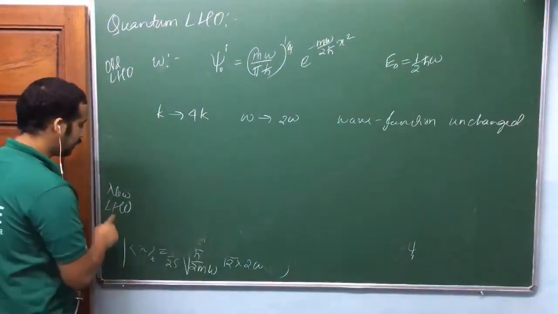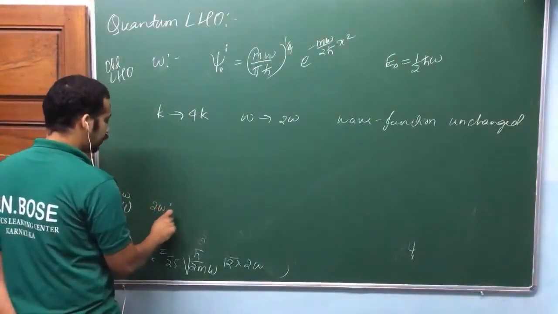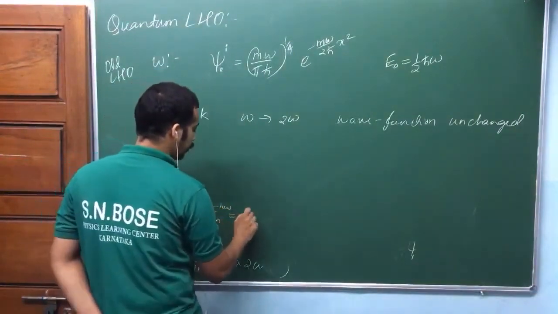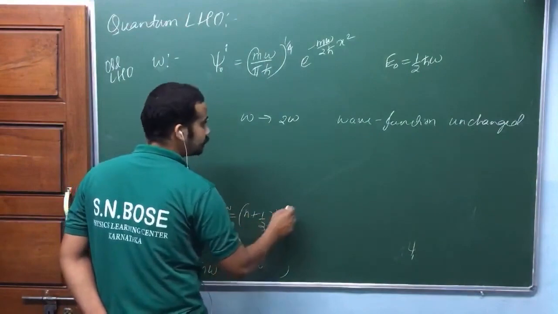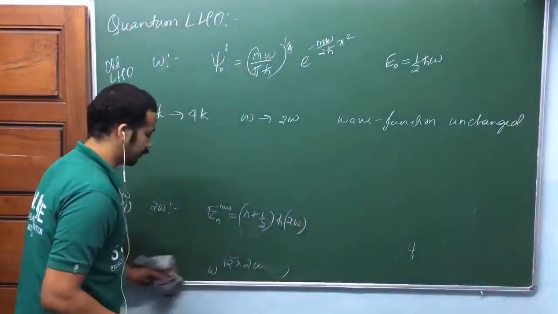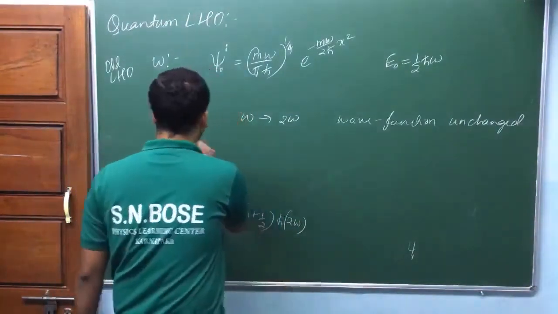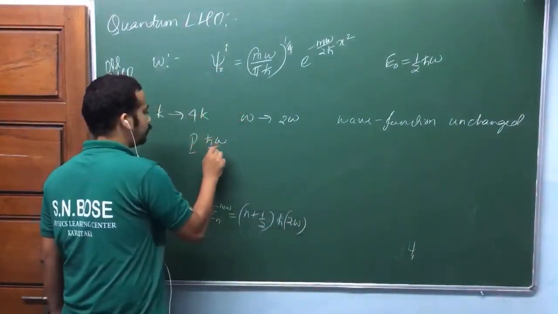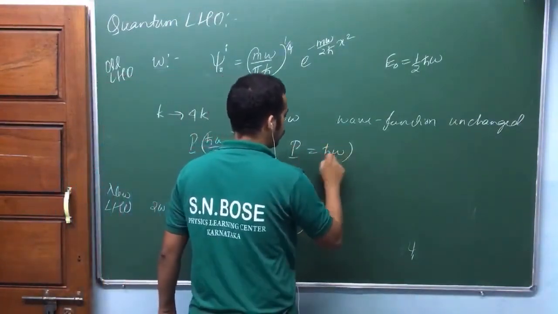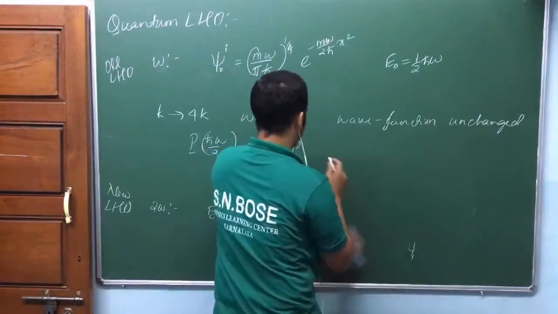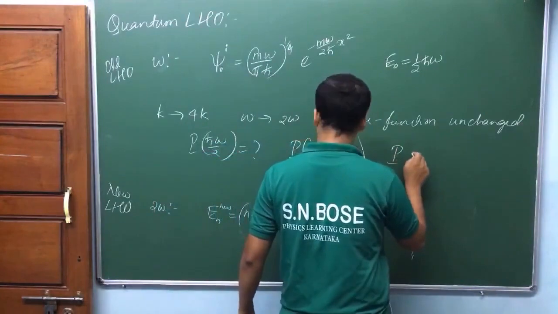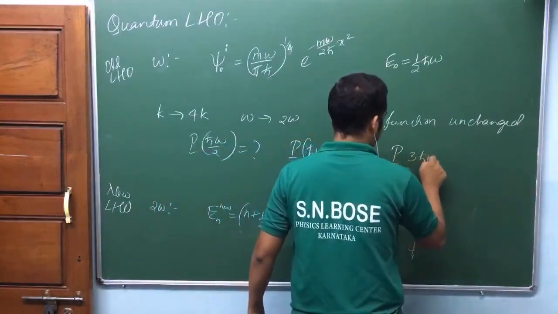In the case of the new harmonic oscillator, it has frequency 2 omega. That's why E n new is equal to (n plus half) h bar into 2 omega, the new eigenvalues. Now he is asking what is the probability of getting h bar omega by 2, what is the probability of getting h bar omega, what is the probability of getting 3 h bar omega?